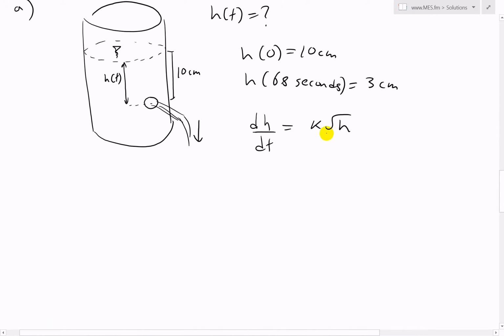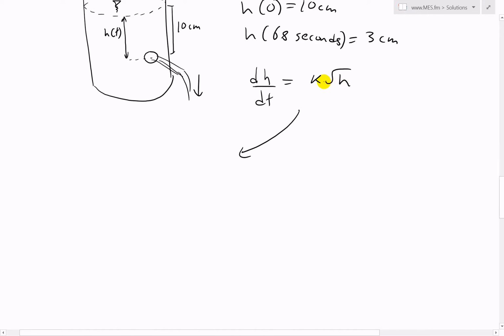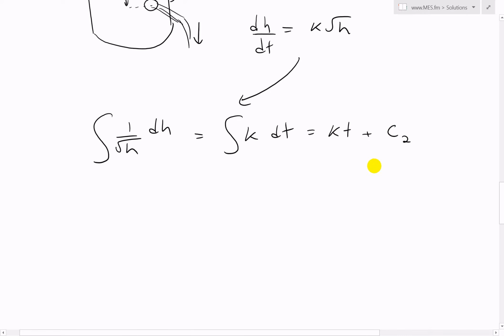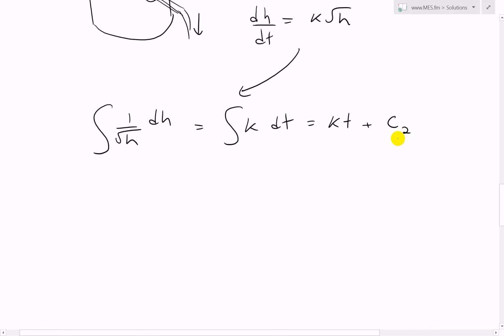Again, this is a separable one, so we can separate it by writing all the h's on the left side and all the t's on the other side. So we get dh over square root h, that's 1 over square root h, and this equals k times dt. Then like before, to evaluate this, we take the integral on both sides. On the right side, this is just a constant k, so the integral is k times t plus another constant. We'll call this c2, because c1 will be the constant on this side. That's just the integration constant.